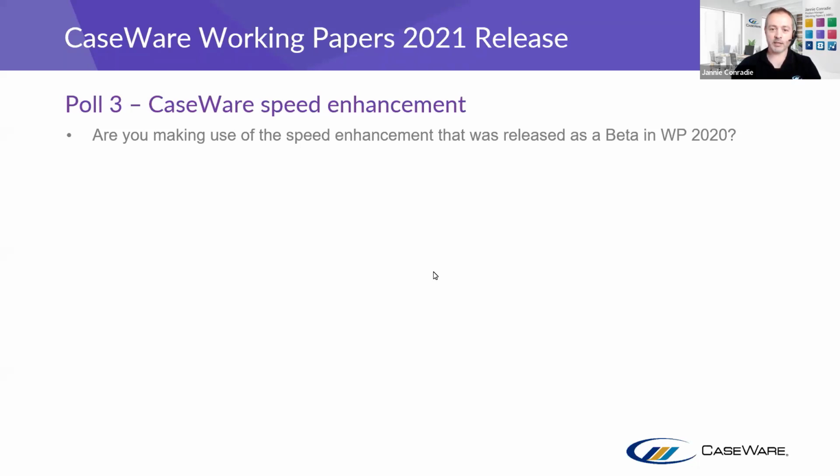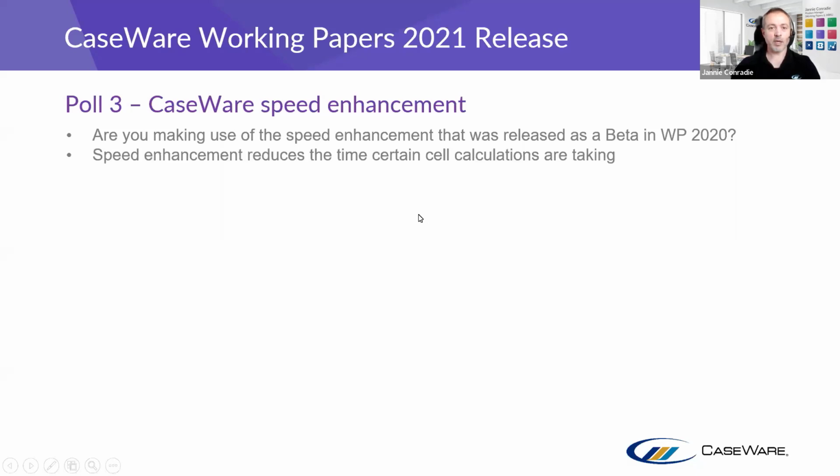CWI did release a little speed enhancement with CaseView. What it is doing is reducing the calculation times of your CaseView cells. So for those clients that said yes, it would be nice if you can drop a comment for Tom to say whether you actually experience this speed with it.